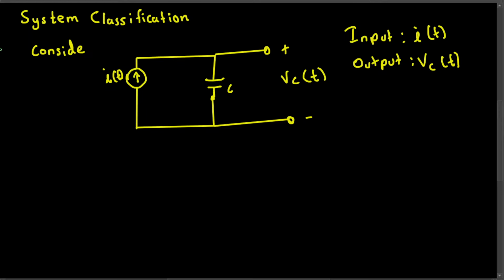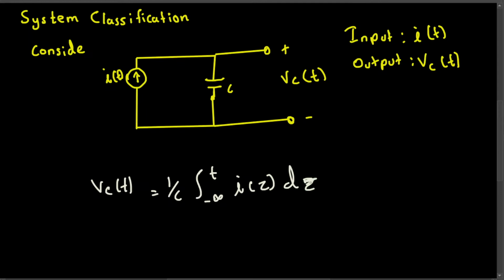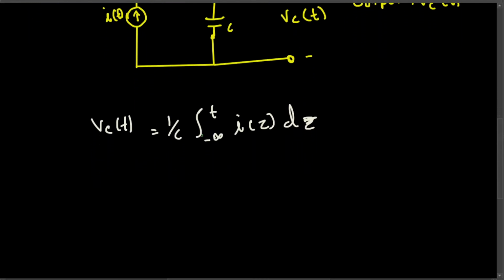Okay, so you know that if you have a simple circuit like this, we can write the equation for the circuit by using this formula. VC of t is equal to 1 over C integration negative infinity to t I of tau d tau. This is the equation for voltage when it's related to a capacitor. Now here we are going to analyze the type of system that's going to have this equation.